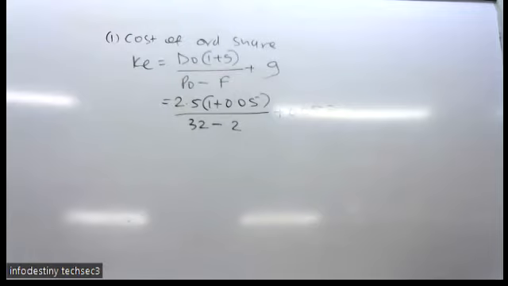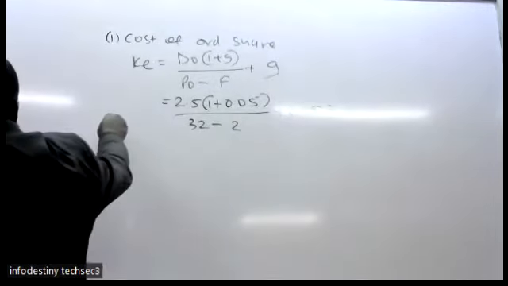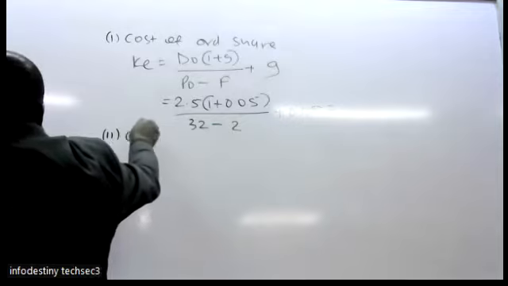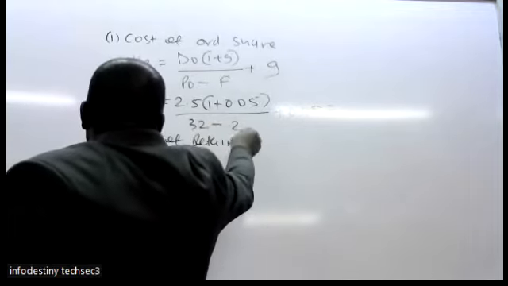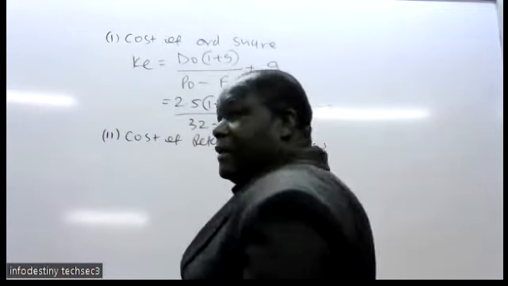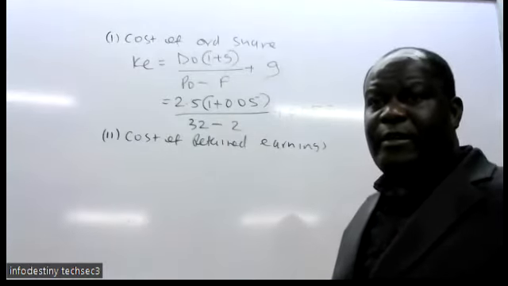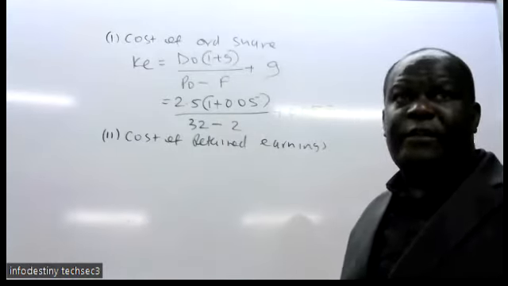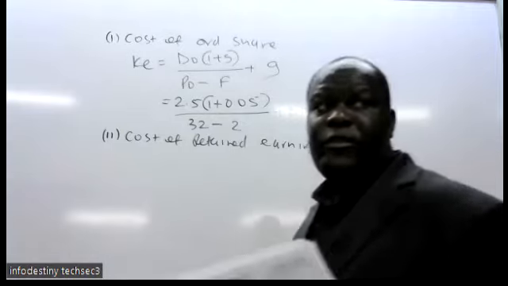So that should give us what percent? The next one is the cost of the retained earnings. The cost of retained earnings is the same as the ordinary share. The only difference is that there will be no flotation cost.